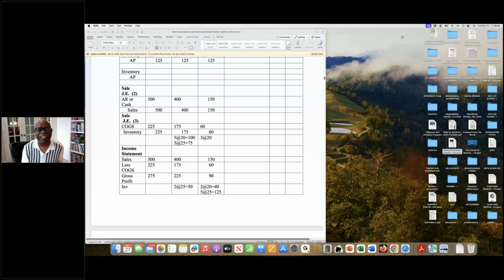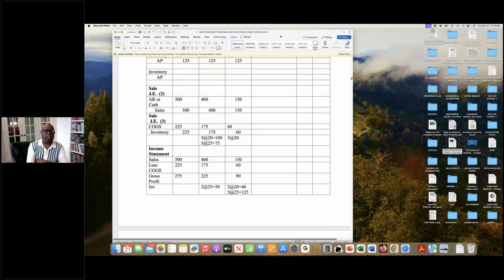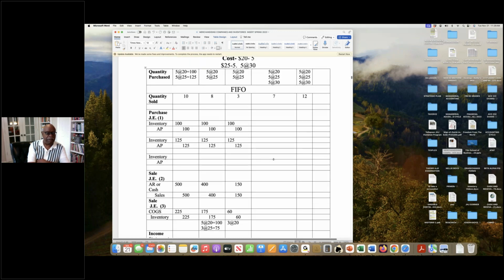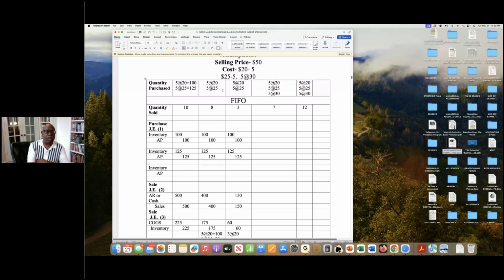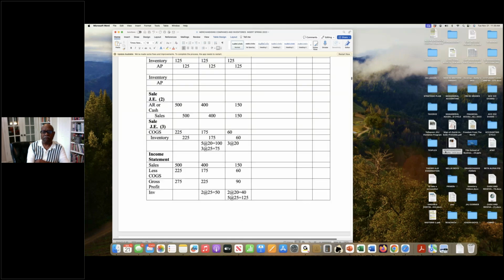How did you get 40 and 125? Say that again. Go back up here. We bought 5 at 20 and 5 at 25. We sold 3. So we had 2 at 20 left and 5 at 25. We had 2 at 20, 5 at 25. Any questions?